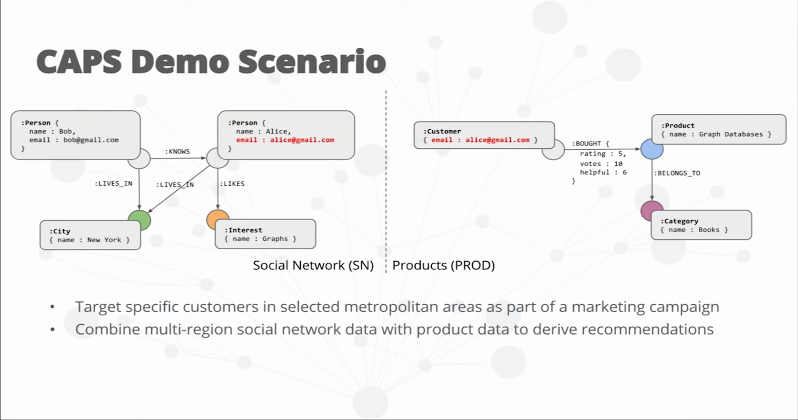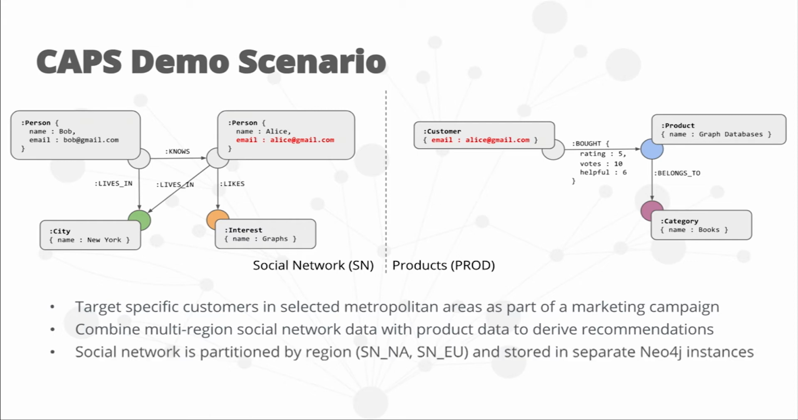Then if we have those customers, we combine those multi-regional data from the social networks with the product data, and then we want to derive recommendations. The social network is actually stored in two Neo4j instances, one for North America, one for Europe, and the product data is stored in HDFS in our CSV format.